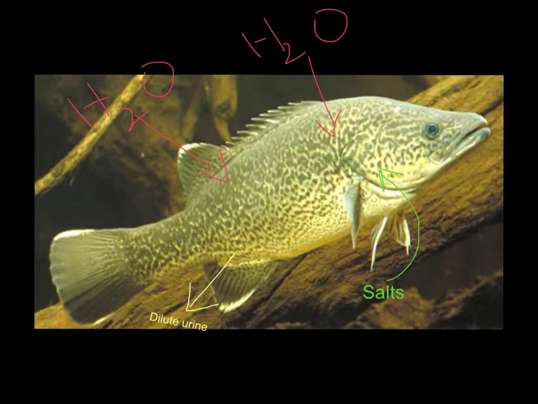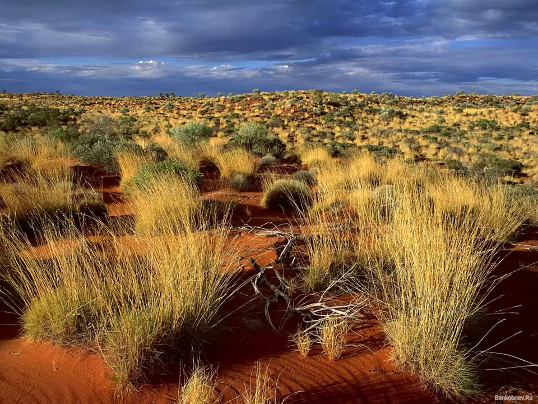They have special cells in their gills to help them do this. Terrestrial organisms constantly lose water to their environment through evaporation. Plants have a couple of strategies to avoid this. One strategy is to have a waxy layer called the cuticle over their leaves, which is impermeable to water, so the water can't escape that way.